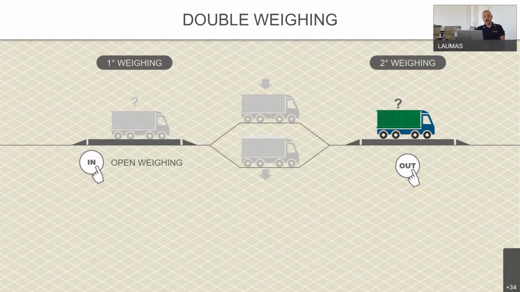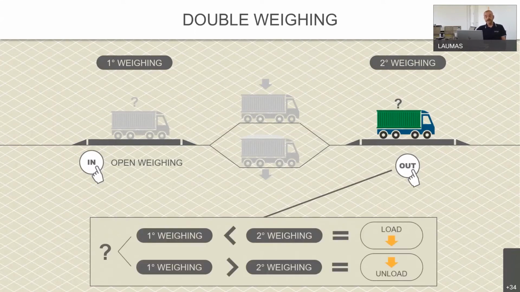The truck goes on the weighbridge, and by pressing the In button, the indicator automatically assigns an ID to the weighing. The truck loads or unloads material, and then, completing the operation, goes back to the scale. By pressing Out and selecting the ID associated to that truck, we can close the weighing.